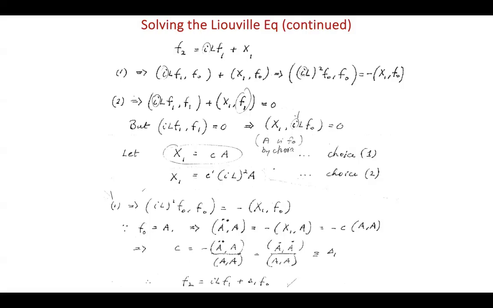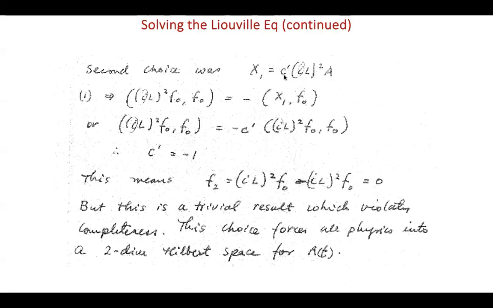So whatever choice x1 to C prime, IL whole squared on A. This was the other choice that we were able to establish. So if x1 is C prime IL whole squared times A, then IL whole squared F0 is equal to minus x1 comma F0.